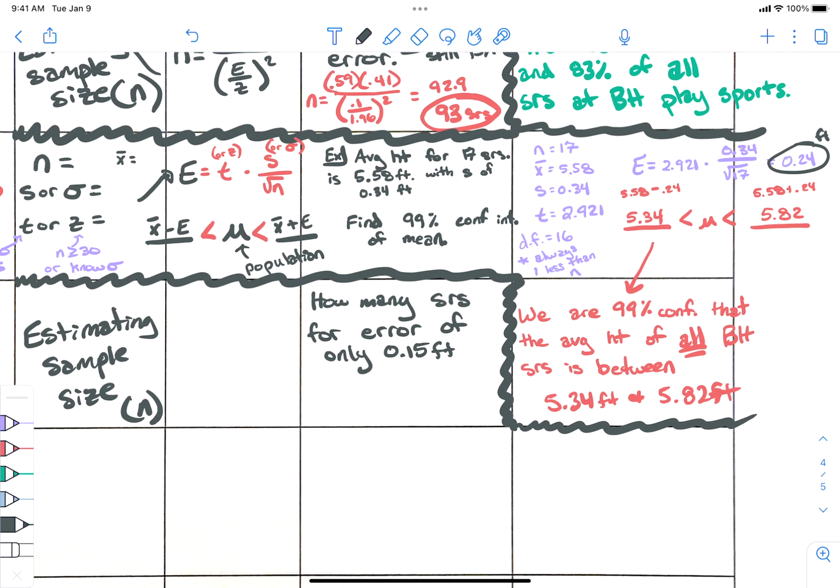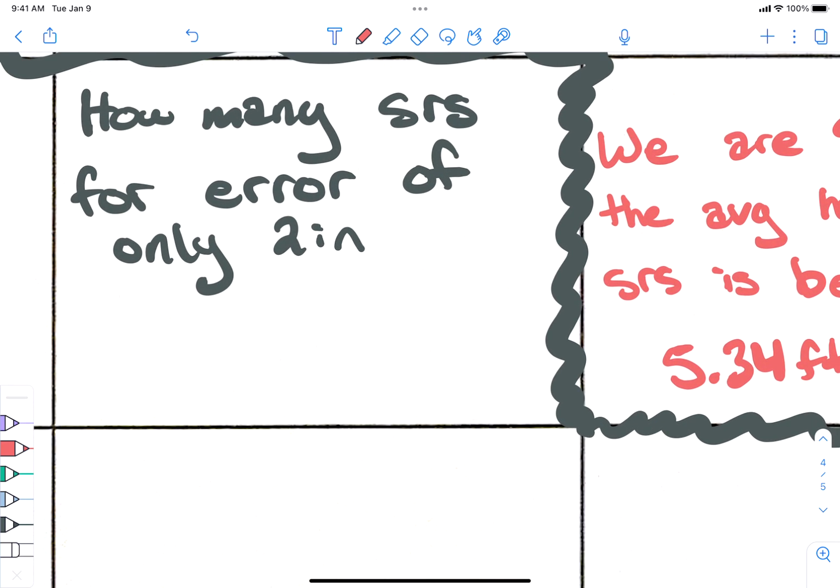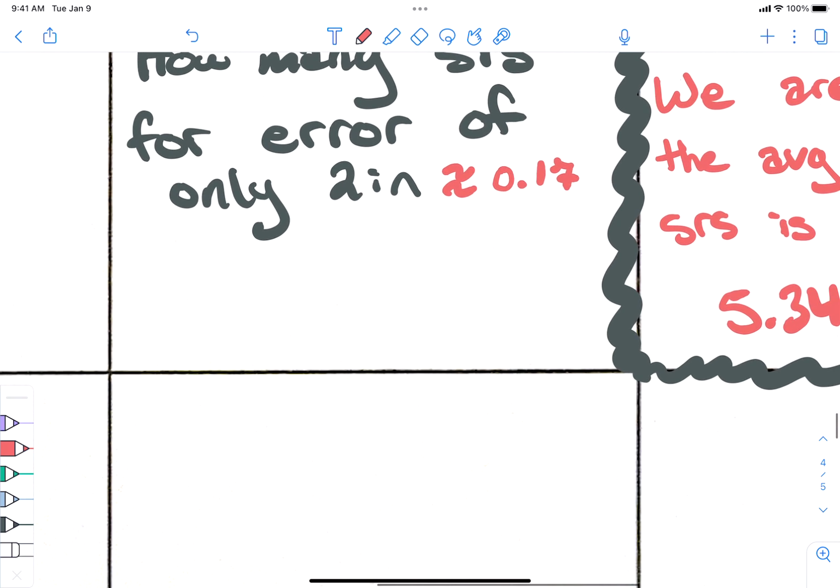0.15 times 12 is 1.8 inches. Let's go 2 inches. Okay, how many seniors do we have to survey in order for only a 2-inch error? Now, we have to convert that to feet. So 2 inches in comparison to feet is 2 divided by 12, which is 0.17. So 0.17 is my error. We're only having an error of 2 inches. How many seniors do I have to survey?